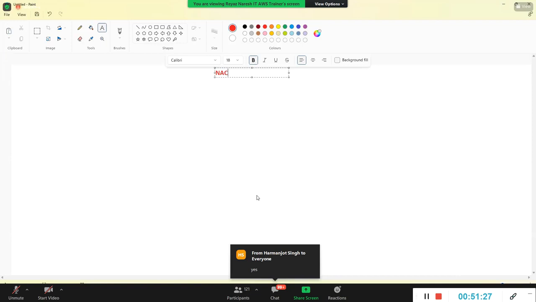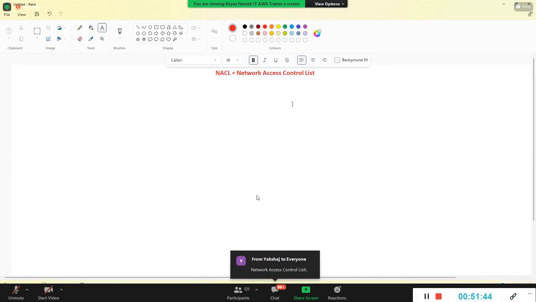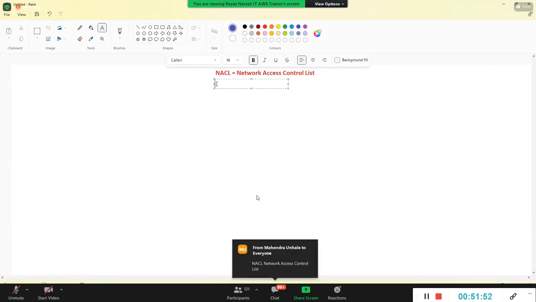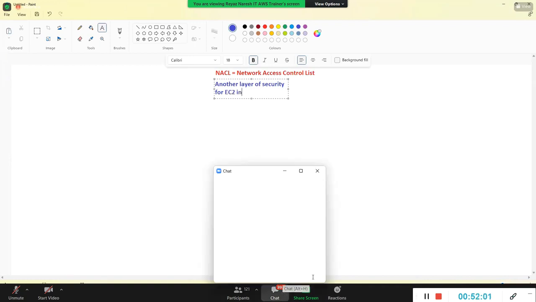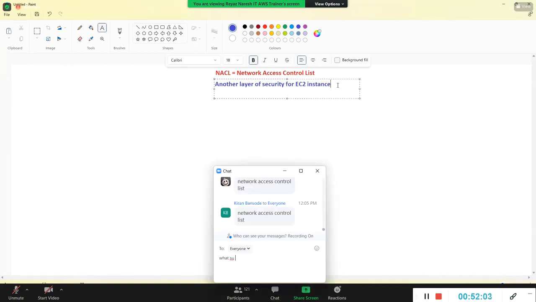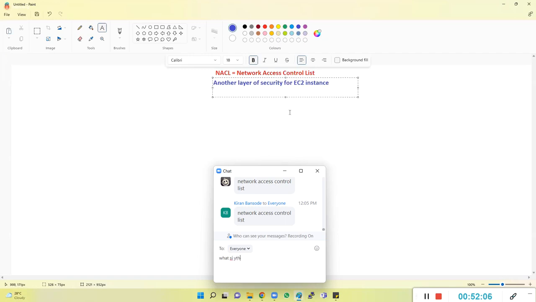So next very important thing, NACL. What is NACL? Not sodium chloride. Network access control list. Guys, this NACL is the same as a security group, but it is another layer. It's another layer of security for the EC2 instance.